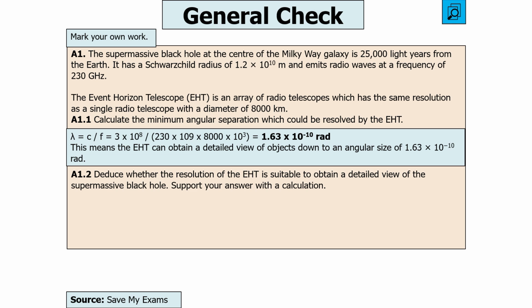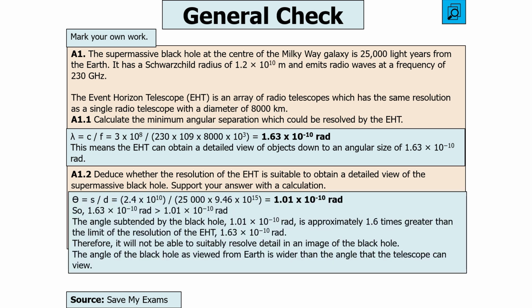So that will then allow you to work out your minimum angular resolution. We also know that theta is equal to S over D. That's an equation which you've covered before in mathematics. So you can say theta, the angle, is equal to S, the distance, over D. You can pop in all your values, work it through, and you get 1.01 times 10 to the minus 10 radians.